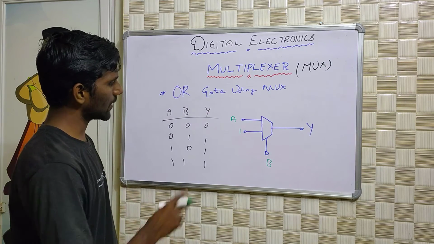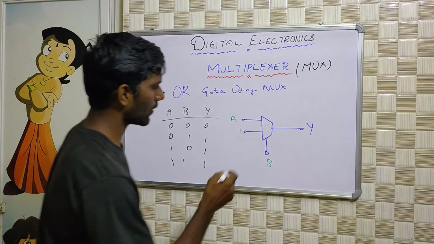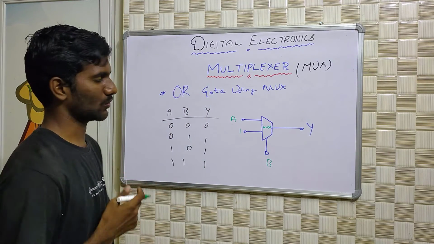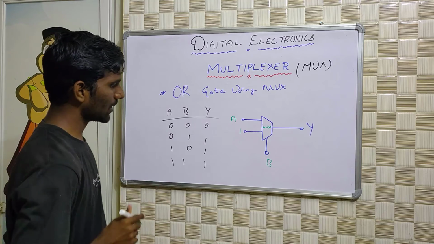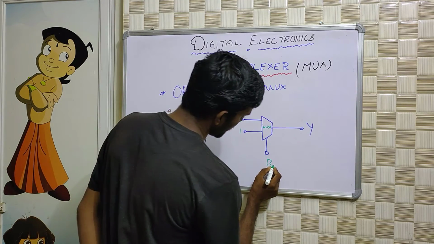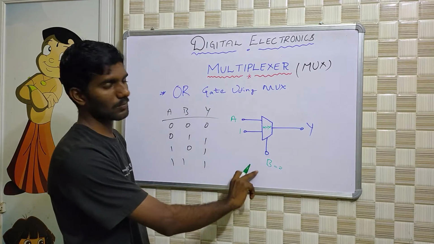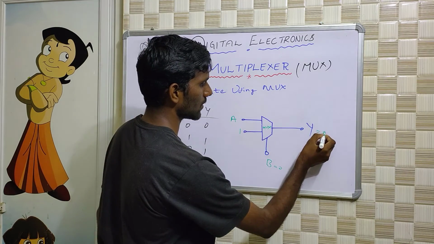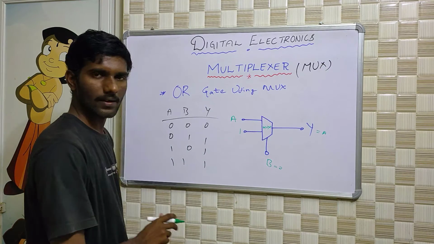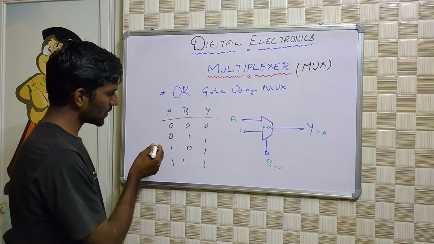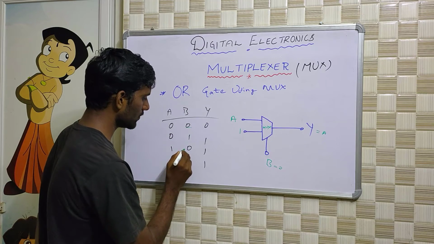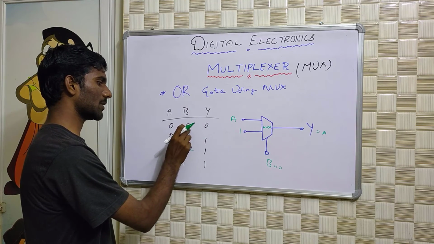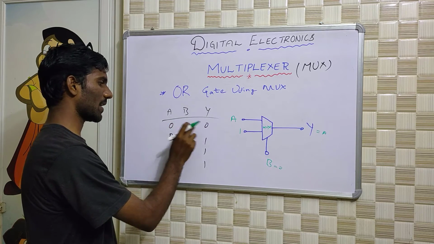So we'll see whether it satisfies our truth table or not. If it satisfies, then we can call it an OR gate. If not, then my assumption is false. So let me check. So if we take B as 0, then output is A, right? So here B as 0, output should be the same as A.